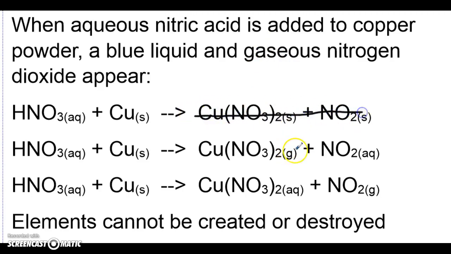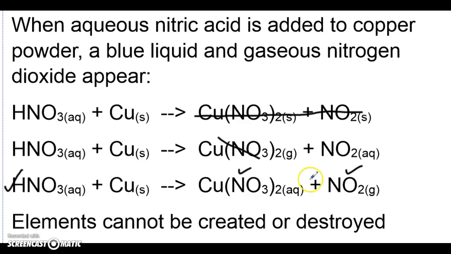You're out. Here's little g, little aq. Here's little g, little aq. So it's one of these two. I've got to figure out which one is the right gas. So do I have a gaseous copper thing? Let's see. Gaseous nitrogen dioxide. No, I don't have a gaseous copper thing. So I don't think it's this. Gaseous nitrogen dioxide. That makes sense. Do I have an aqueous copper thing? It's a blue liquid. We did learn that aqueous copper solutions are usually blue. So it's got to be this guy.